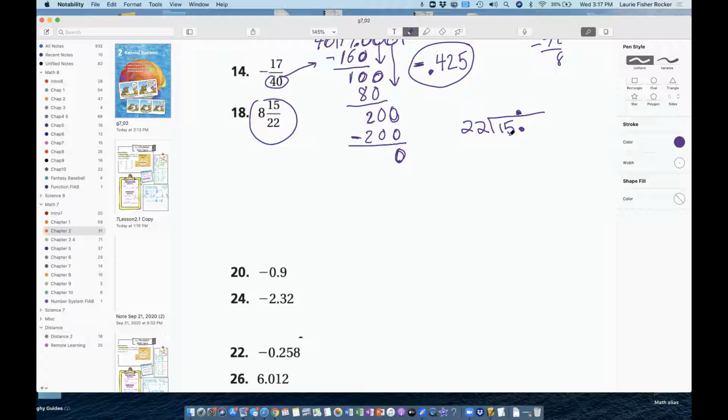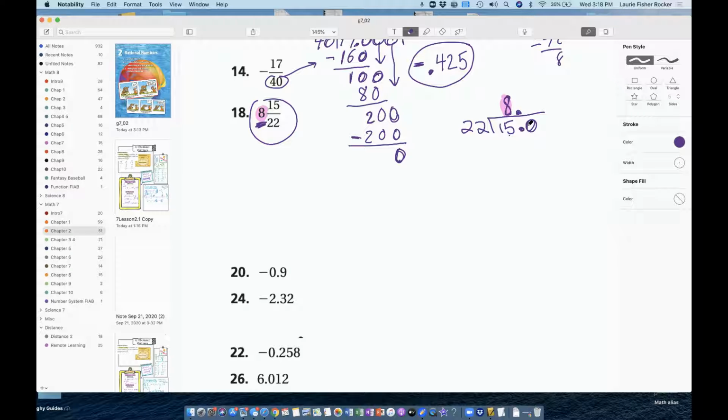22 goes in there 0 times, but I already know I have a whole number. That whole number is 8. So I'm going to put that 8 in front here. So I just bring and put that whole number there. And yeah, that's kind of tricky. It's really not part of the division problem, but I already know it's going to be 8. And then I've got 15 twenty-seconds. So, all right, we got this, add a 0.